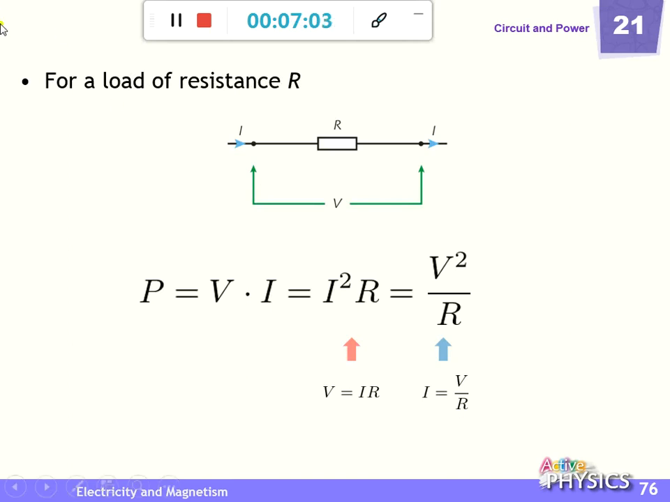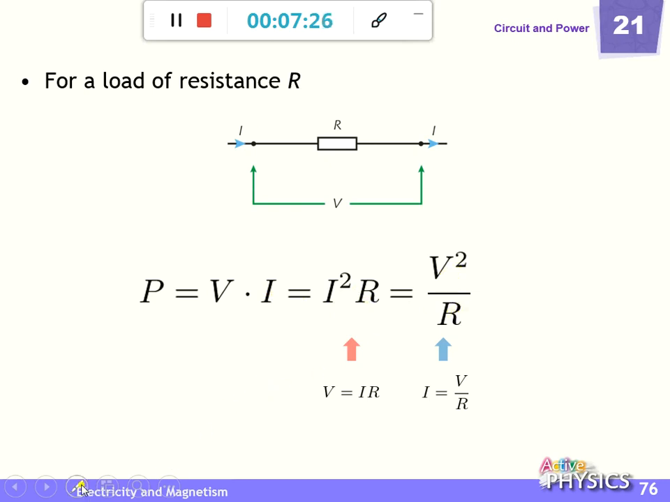Now look at this. If we have a loading, usually we will say that maybe the resistance is R. Then based on the last equation, P is IV. What is V? V is IR. So we can combine it together: I squared R. Or we change it. What's I? It will be V over R. Then this one will be V squared over R.